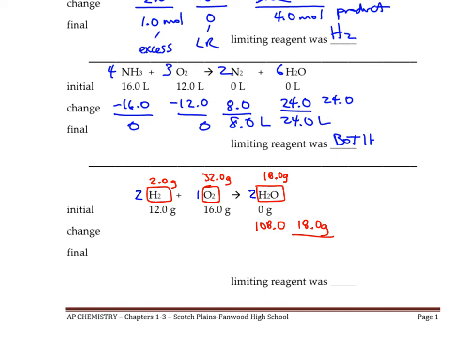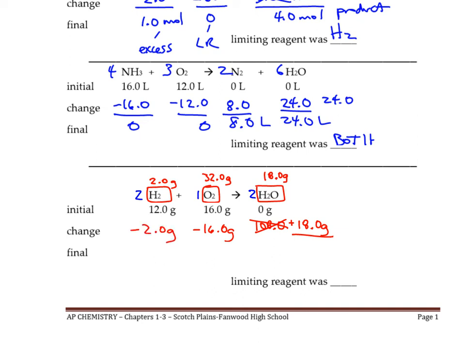So this 108 is wrong. And now what I have to do is figure out how much of the hydrogen I needed. So I'm going to bridge backwards from the 16 divided by 1 divided by 32 times 2 times 2. And I'm going to get an answer of 2. So I only need 2 grams of hydrogen to react completely.